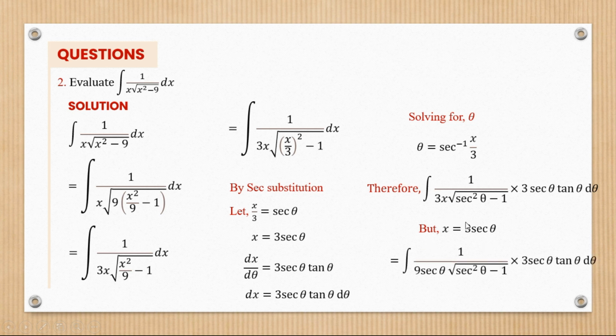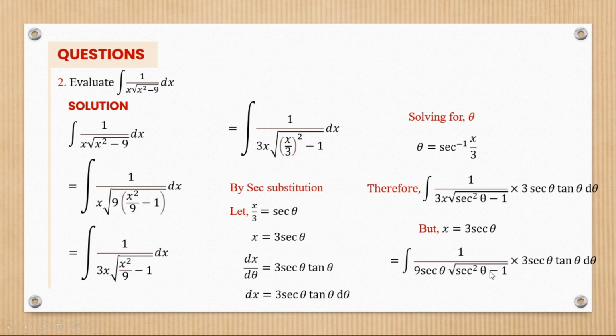So I'll have, now because there's already a 3 here, so 3 times 3, which is 9, so I'll have 9 sec theta into sec squared theta, root sec squared theta minus 1 times 3 sec theta tan theta d theta. I can also see that this sec theta and this sec theta shall cancel, and then 9 divided by 3 is 3, so I'll actually have a third outside, and then I have tan theta over this.